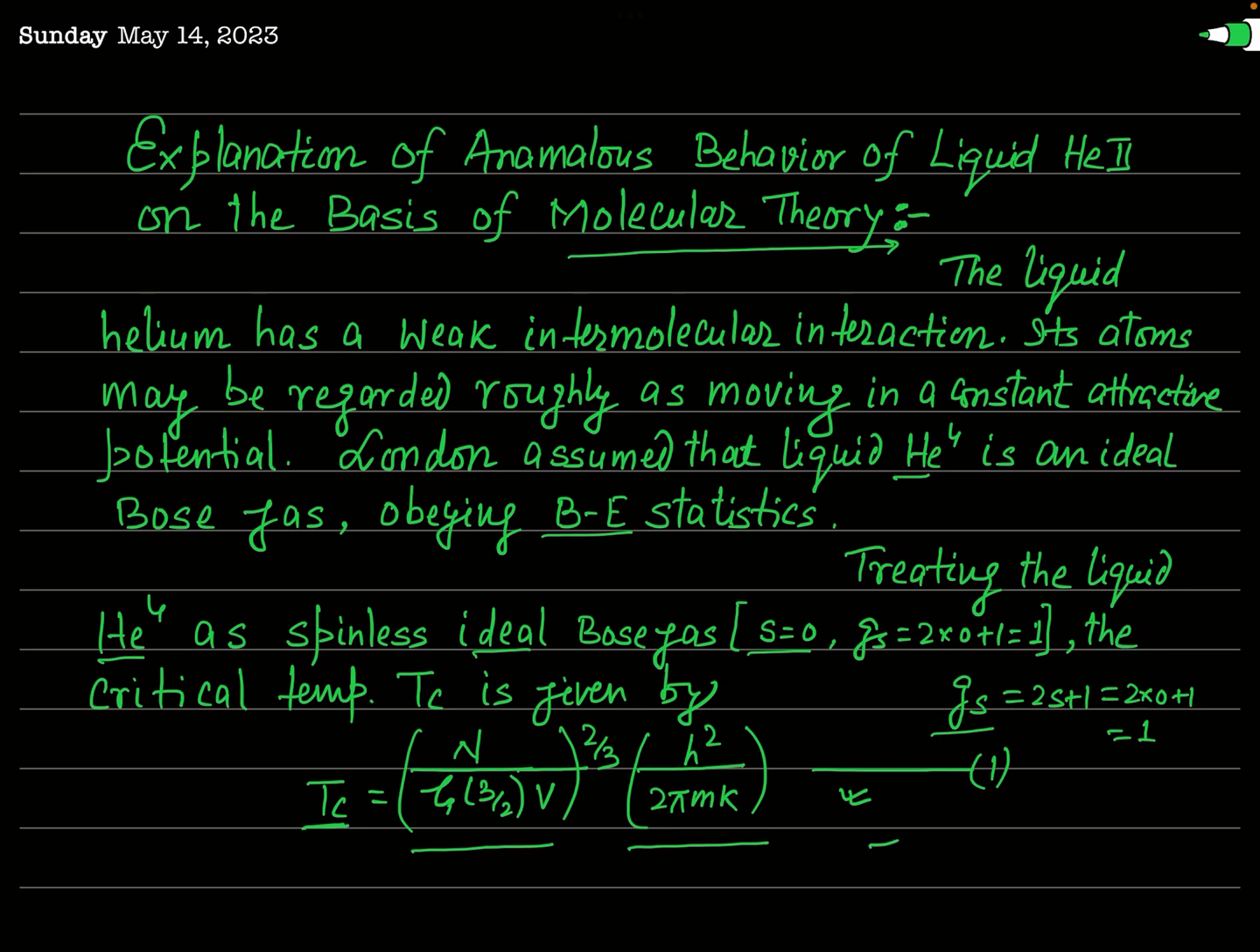This is the value of the critical temperature. Now you know that the Riemann zeta function zeta(3/2) is equal to 2.612. So instead of zeta(3/2), you may also write 2.612. Now we can estimate the value of Tc by considering the value of N/V, which is the number density, the value of the zeta function, and the values of h, m and k. Here h and k are universal constants, and you definitely know their values. k is the Boltzmann constant and h is Planck's constant.